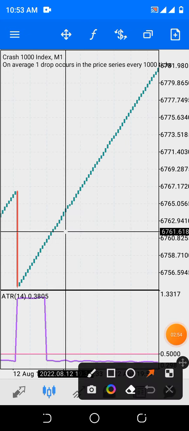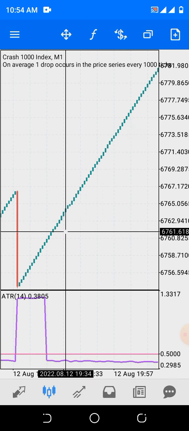But what I assure you, this is Crash 1000 on the 1 minute time frame. So to be on the safe side, you take a few candles. What I recommend is to take 5 green candles. If you want to risk more, you can, but to be on the safer side, take 5 green candles and you are good to go.